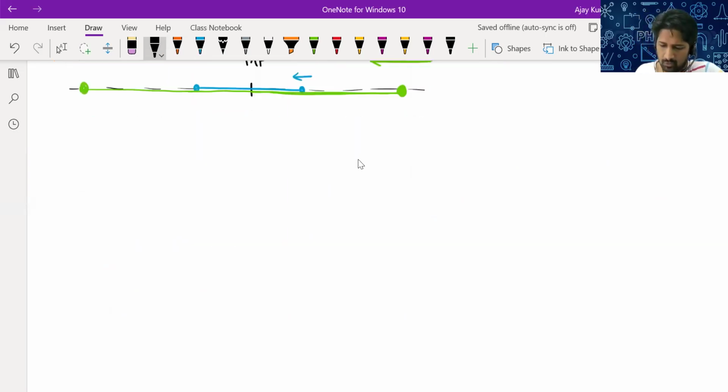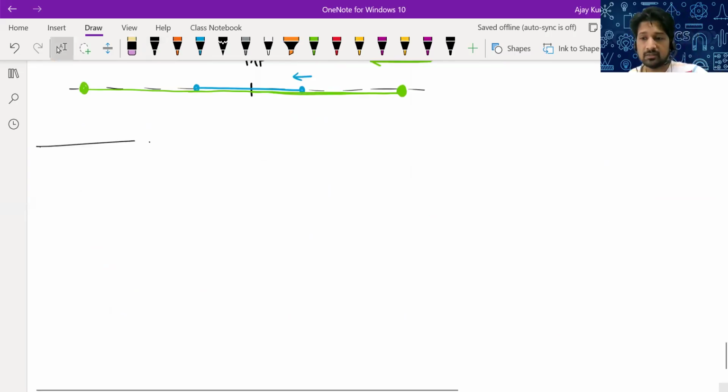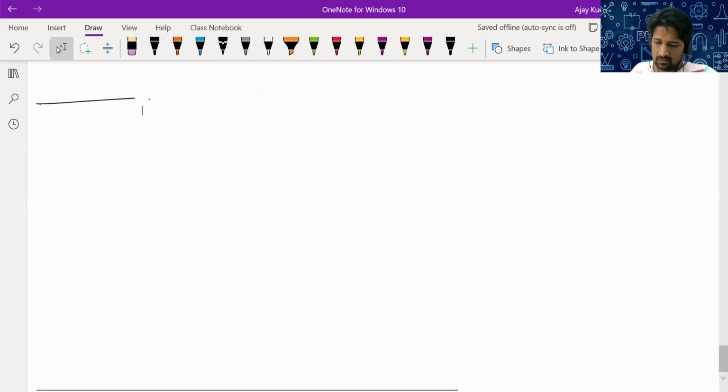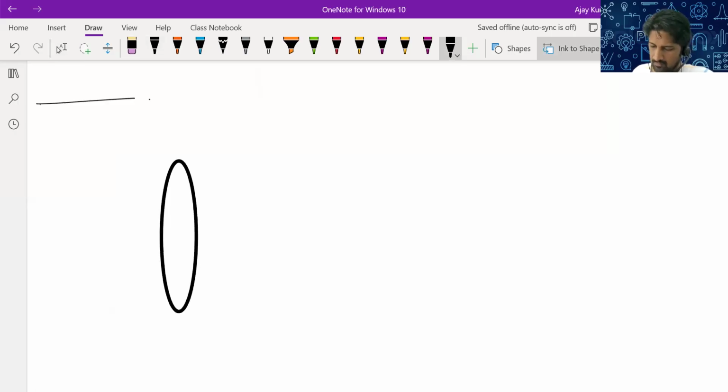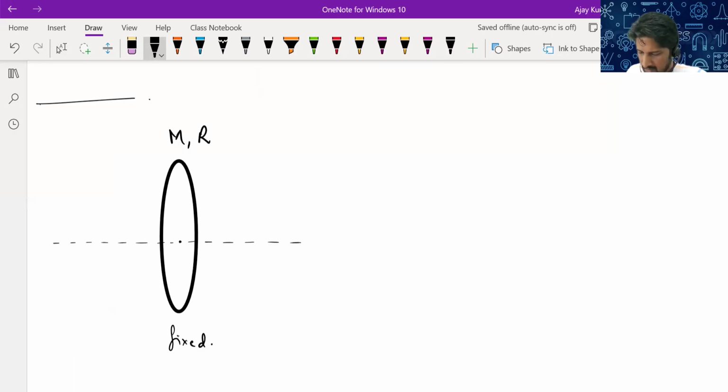Okay, let's look at one more system which can perform oscillations, and we will check whether it is simple harmonic or not. Consider a ring. Let's say its mass is m and radius is r. Assume the ring is fixed. Now, on the axis of the ring, let's say a small particle of mass m is released from some distance.